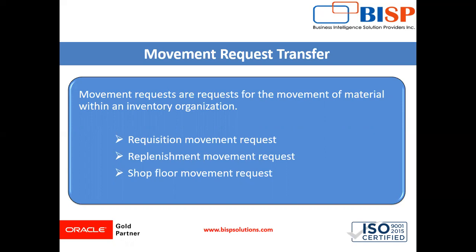In this application, we have three types of movement requests. First one is requisition, another one is replenishment, and the last one is shop floor, right? The requisition movement request is the request that we manually create and use to transfer the item, the material, from one subinventory to another subinventory, and you can also transfer the item from one subinventory to an account, right? We will cover this in the requisition movement request.